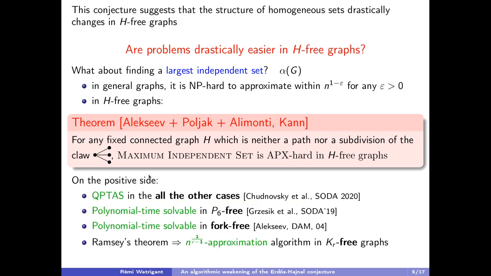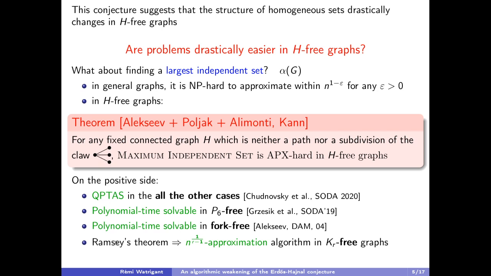Some other results on the positive side. For all the other cases, so path or subdivision of the claw, there is a QPTAS. A QPTAS is an approximation scheme running in quasi-polynomial time, n to the power of polylog n. It is a recent result, that of this year. Another positive result: it is polynomial-time solvable in P5-free and also in P6-free graphs. It is also a recent result. And it is also polynomial in fork-free graphs. The fork is the claw with one subdivided edge.